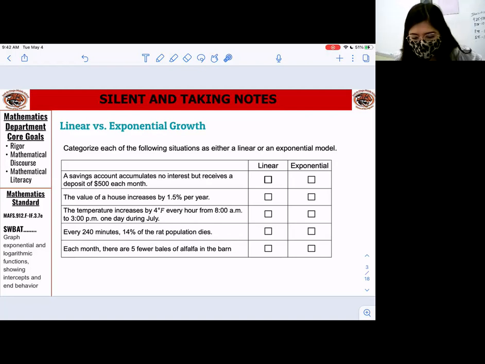Okay, all right, let's take a look. Number 1, a savings account accumulates no interest, but receives a deposit of $500 each month. Linear or exponential? What do you guys think? 1 vote for linear, 2 votes for linear, 3 votes for linear. Yes, that is definitely linear. Remember that interest is exponential. But what does it say? There's no interest. So if there's no interest, you're linear. If there's interest, it's exponential.